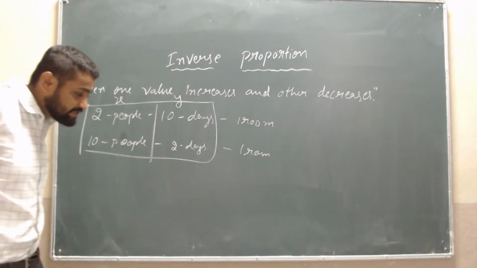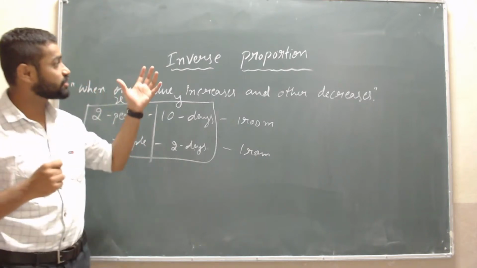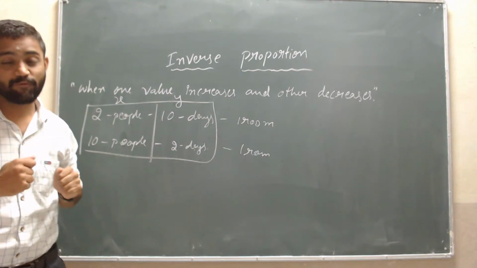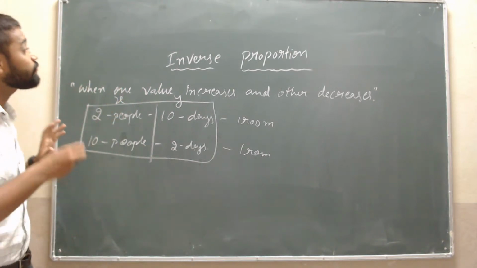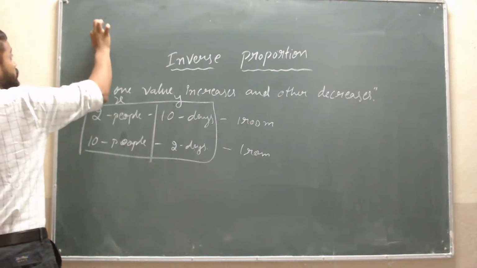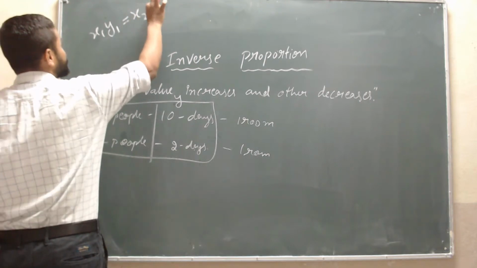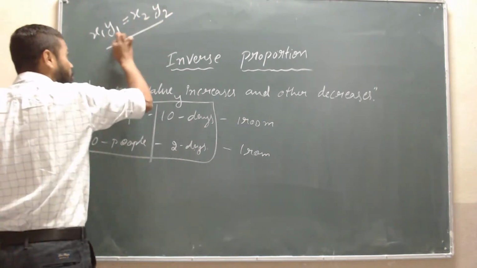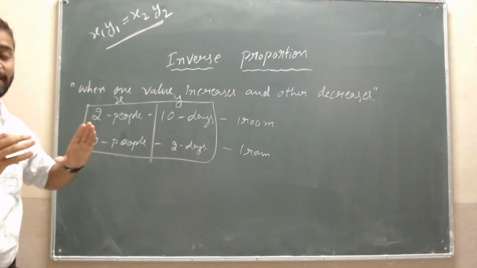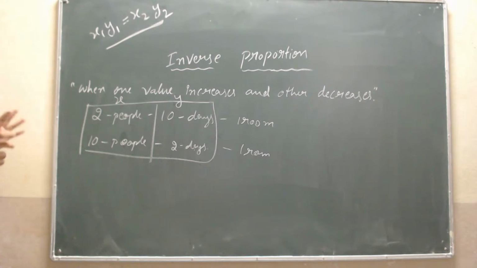Students, we have studied that the direct proportion formula is x1 by y1 is equal to x2 by y2. But the formula for inverse proportion is x1 into y1 is equal to x2 into y2. This is the formula, students. What's the formula for inverse proportion? x1 into y1 is equal to x2 into y2.